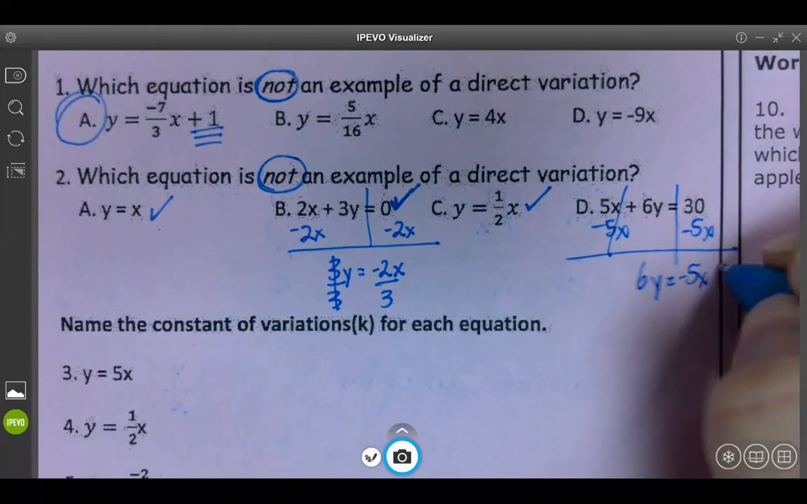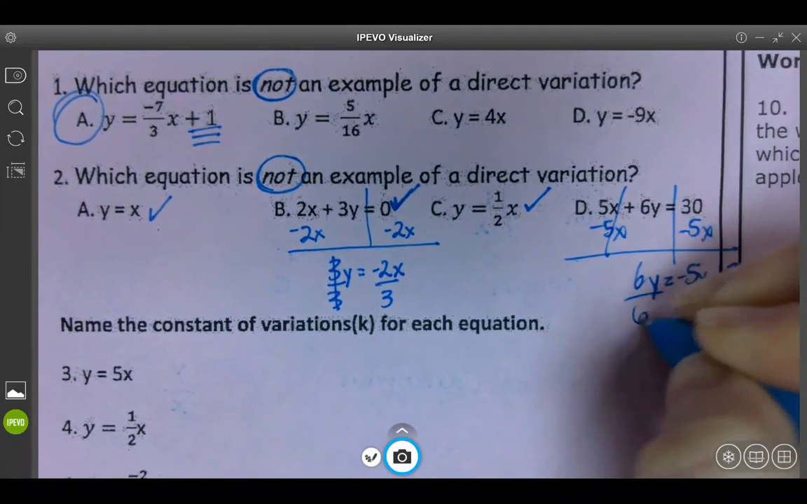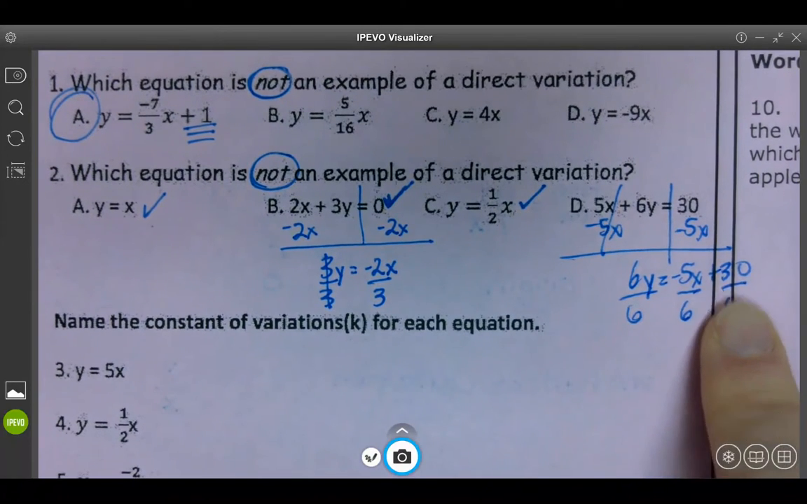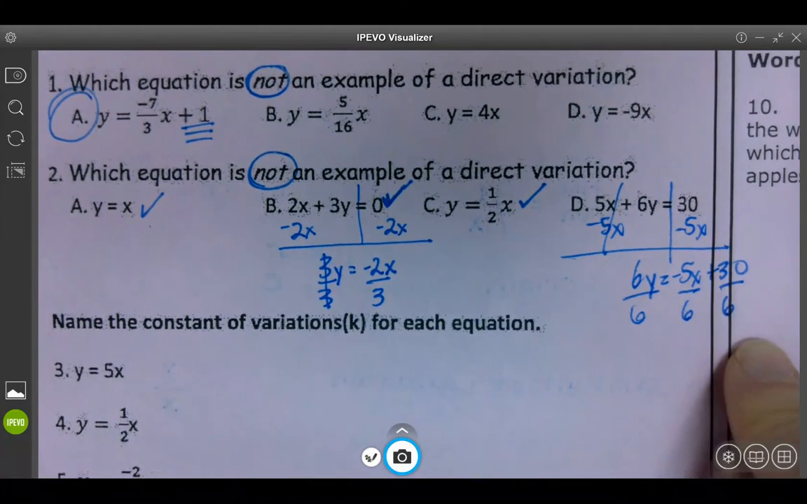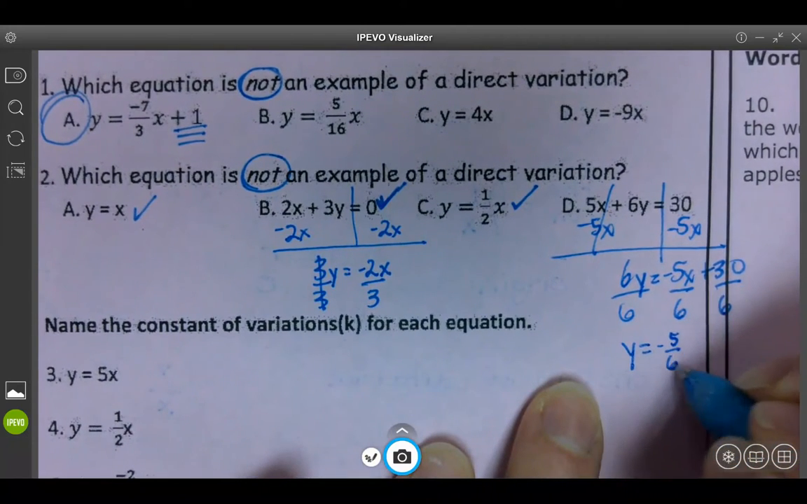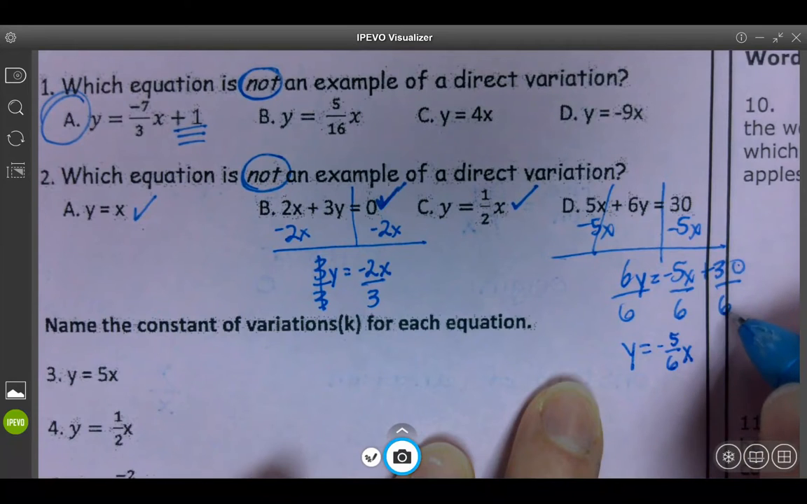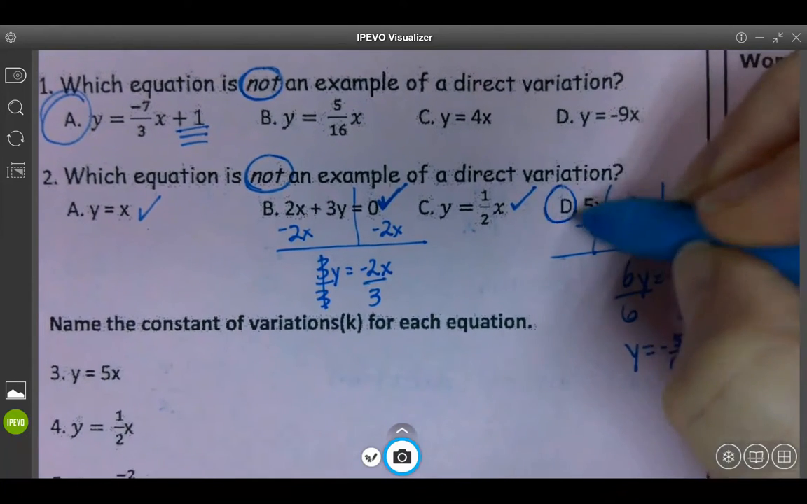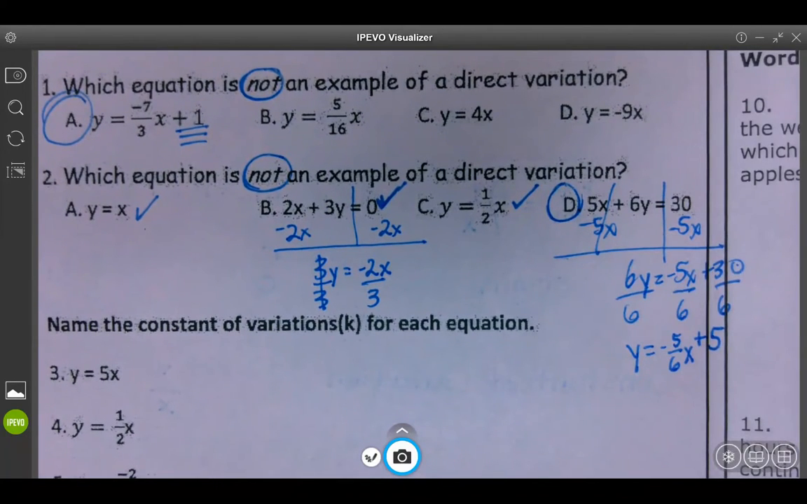Yeah, we'd end up having this, and then we'd end up dividing by 6. Yeah, we still have a value here, so it's written as a y equals mx plus b equation. 30 divided by 6 would be 5, so plus 5. Yeah, so this one is the wrong one. It is not direct variation because of that plus 5.